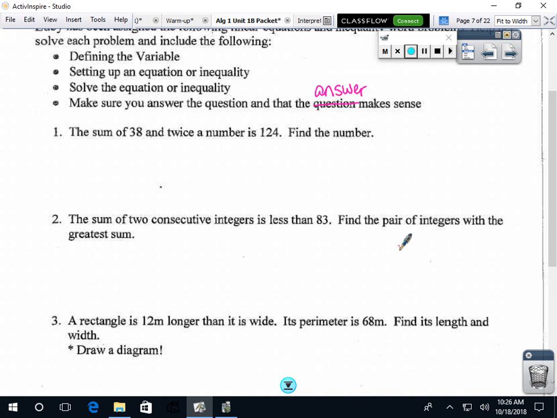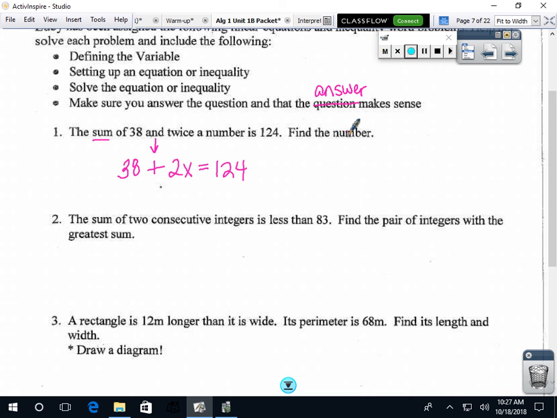Okay, number 1. The sum of 38 and twice a number is 124. Find the number. Okay, well, what does sum mean? Add, right. And so in the place of and, we put plus, remember. And what are we adding together? 38 and twice a number. How do we write twice a number? 2x, right? Because that's the number, and then times 2. And then is 124 means, right. So there's your equation for that statement.